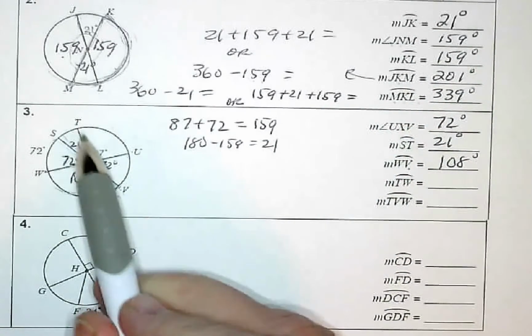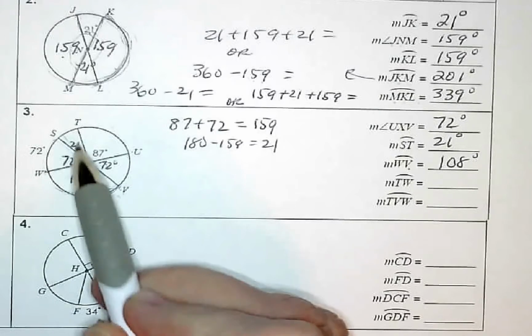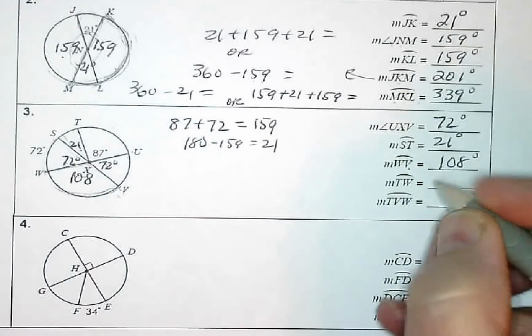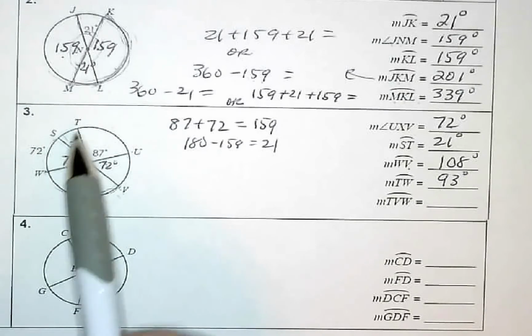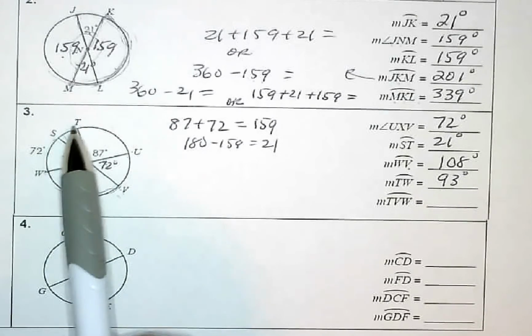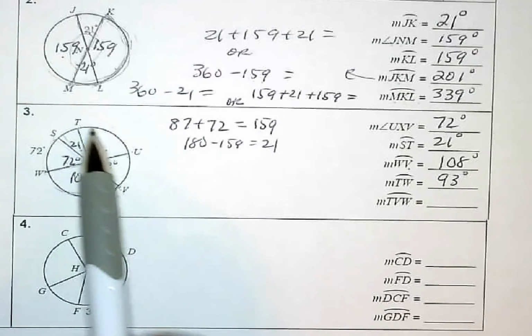TW, I'm going this direction here, so I've got a 21 and a 72 that make up that one, so that's 93. And my last one is TVW, so I'm going to start at T. I can't go this way because I have to go the big way, the major way, TVW.